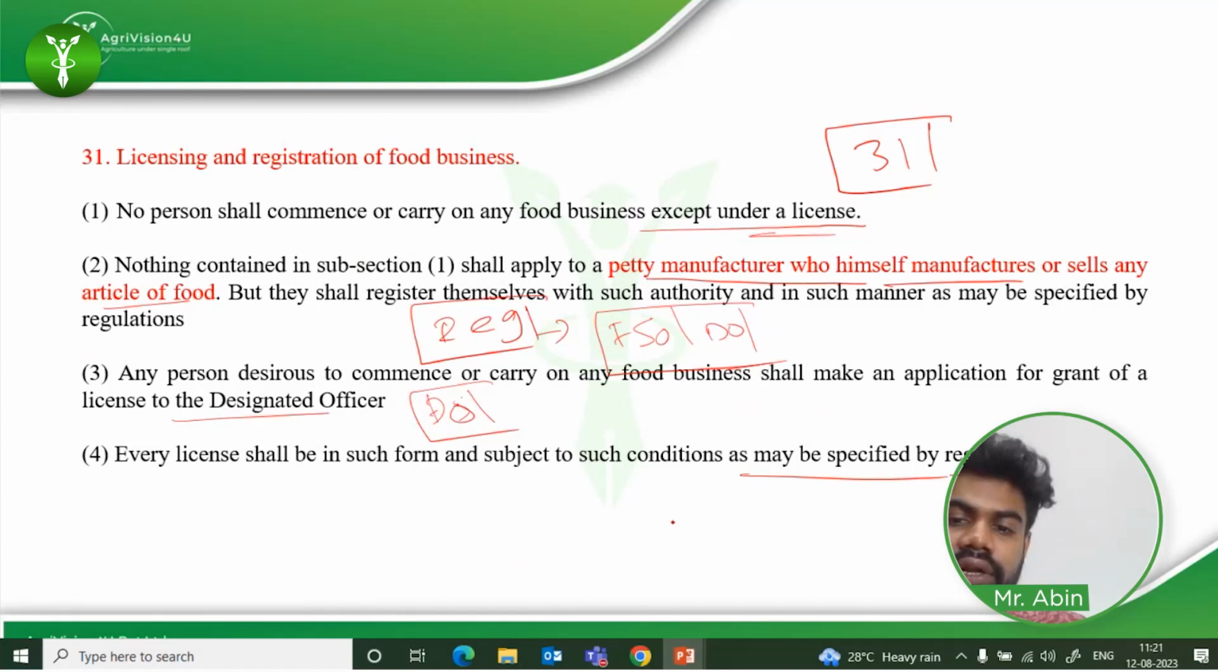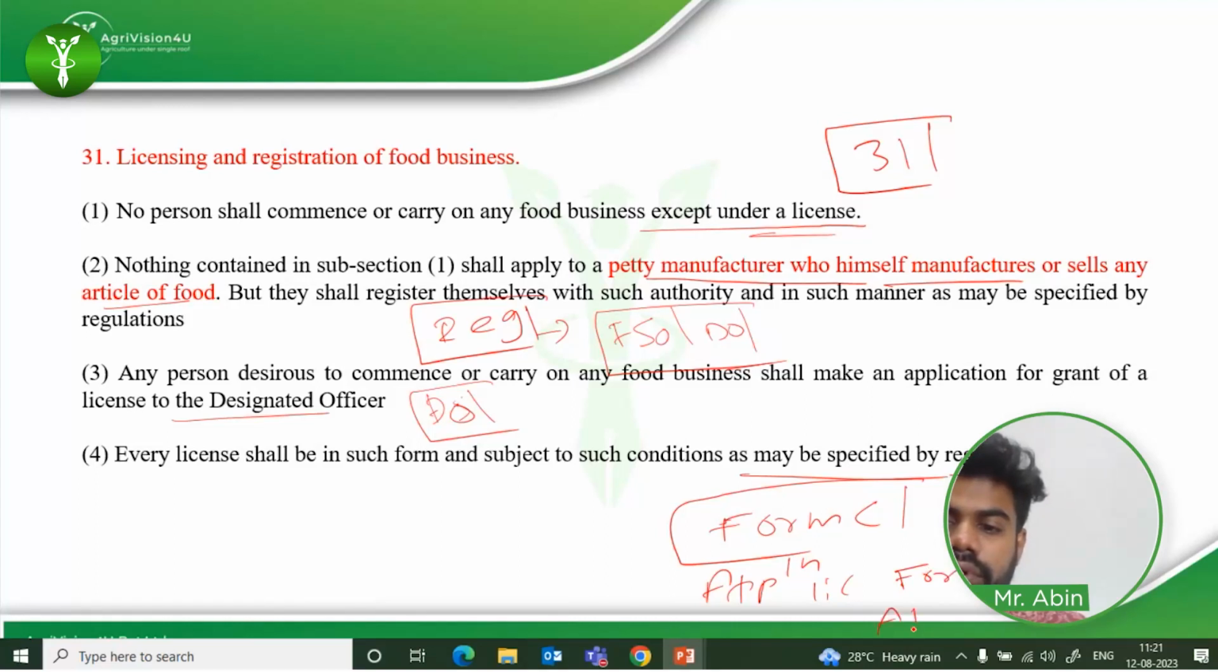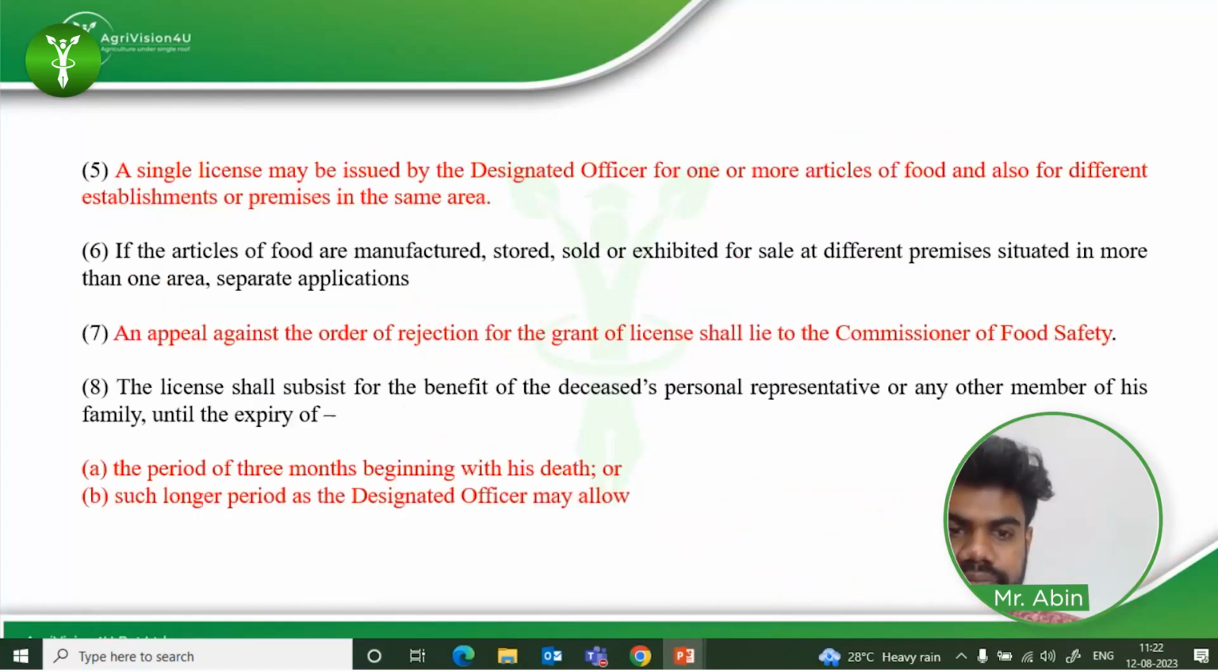That also will be given in forms: the license will be given as form C, the application for license will be given as form B, and the application for registration will be given as form A. So these are some important terms we will be seeing further also. I'm just giving a brief idea of what these three terms are about.